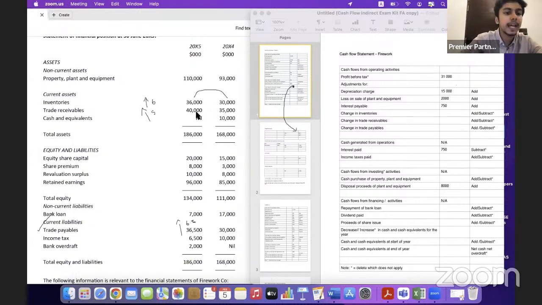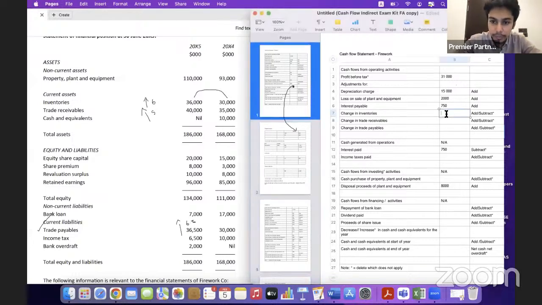Trade receivables are increasing, guys. What does that mean? That means they have borrowed money from you. So for you, money goes out. That's why we say when the current assets are increasing, money goes out. So therefore, guys, both are increasing.